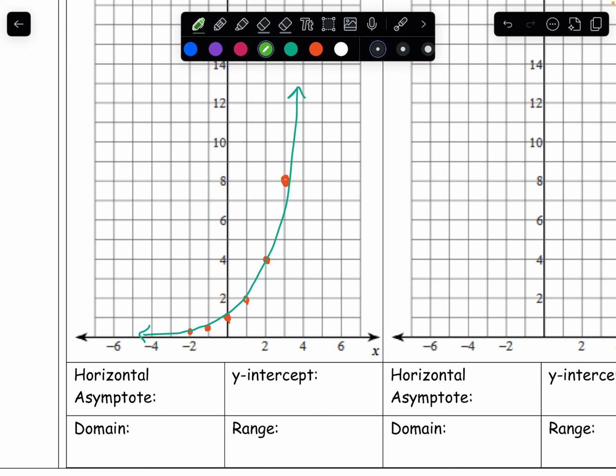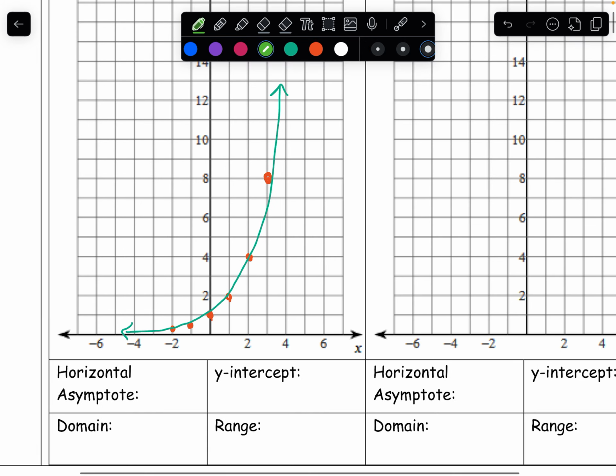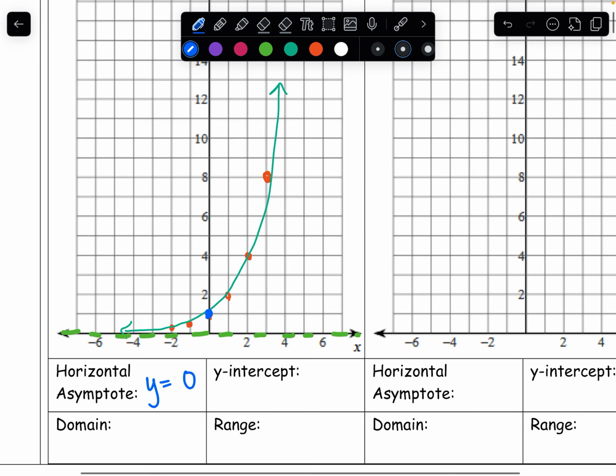Now we do have this thing called an asymptote. That is where our graph approaches. It is a dashed line because we use it as a guide. And so for this problem, our asymptote is going to be y equals 0. Our y-intercept, where does it cross the y-axis? It is at (0, 1).